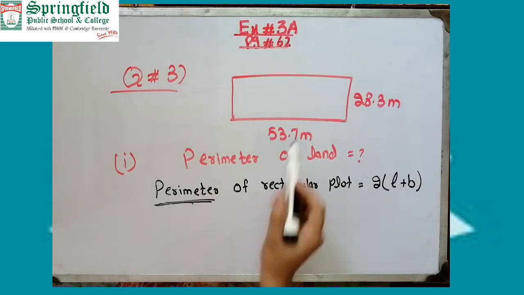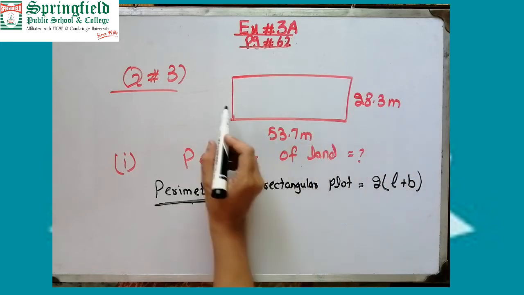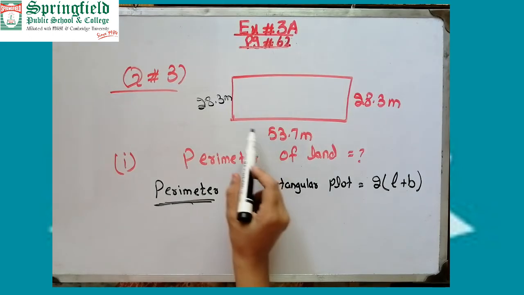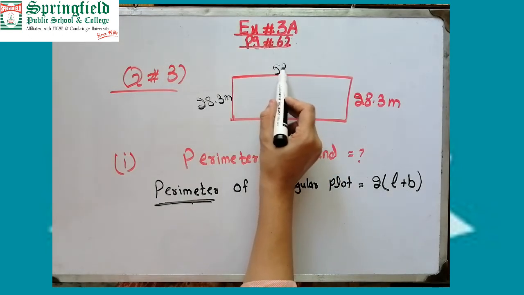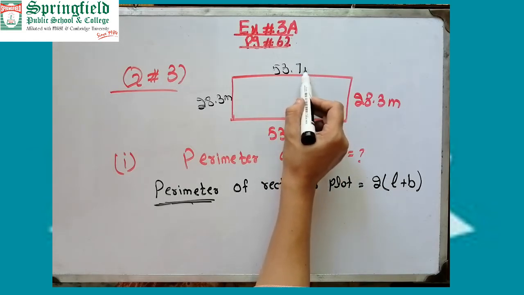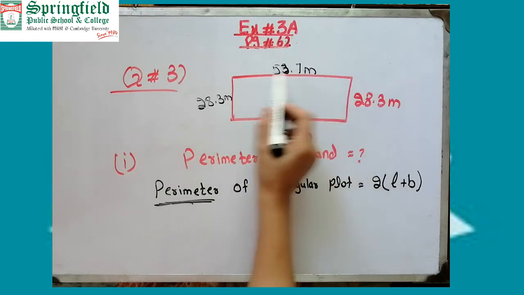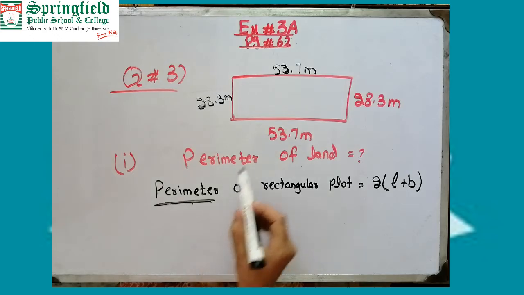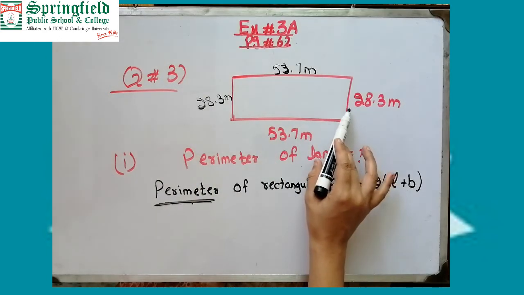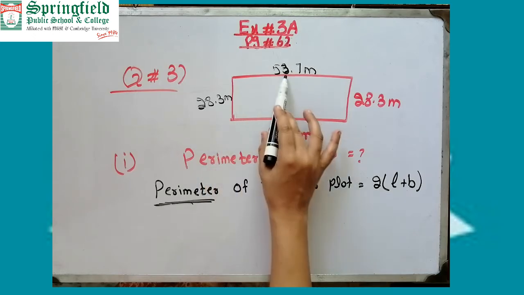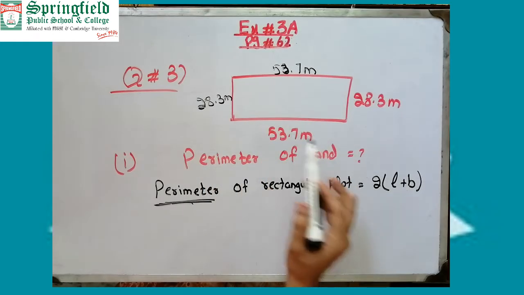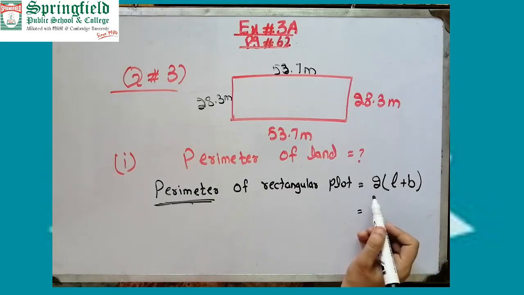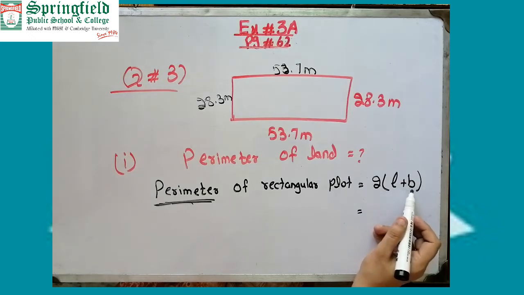So this side is 28.3 meter. It means this must be equal to 28.3 meter. This side is 53.7, so it must be 53.7 meter, because these two sides are same and these sides are same. So perimeter means the sum of outer sides. So length plus length, it will become 2 length, and breadth plus breadth or width plus width, it becomes 2 width or breadth. Fine. So when we take 2 common, it will become length plus breadth.